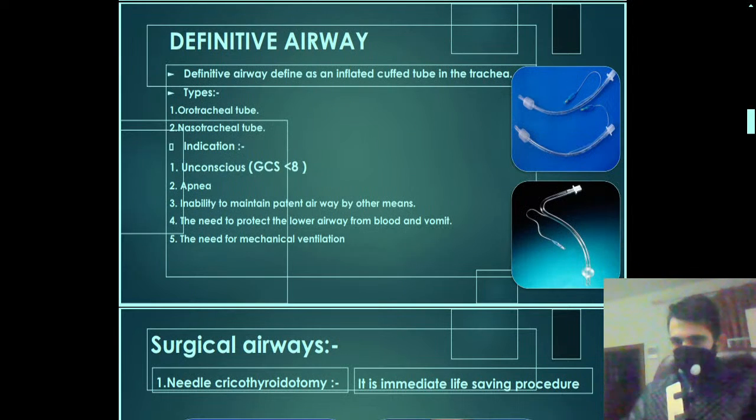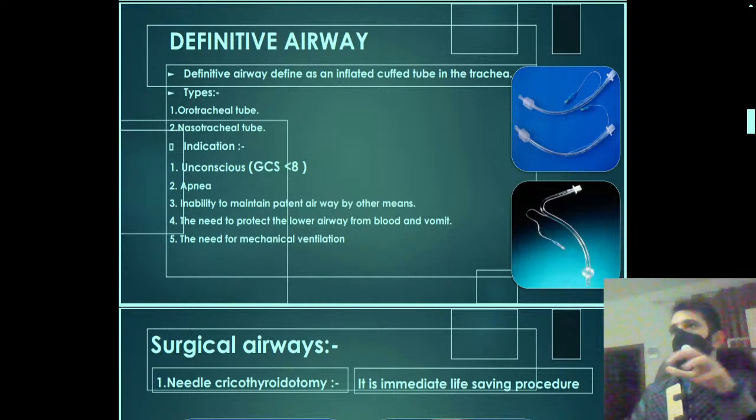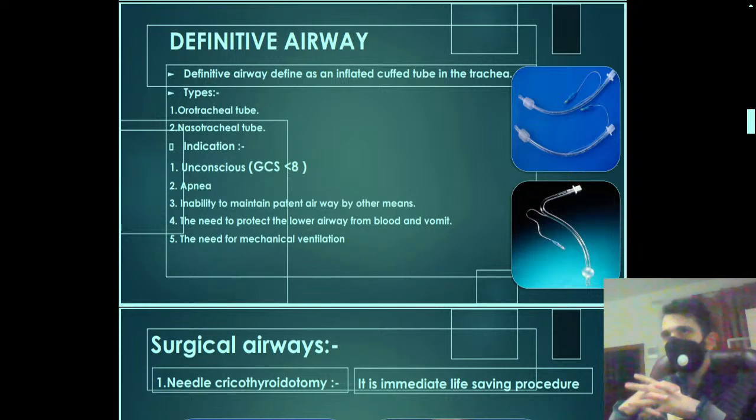Then the definitive treatment here is also important to the patient. Definitive airway is defined as an inflated cuffed tube in the trachea, and its types are the orotracheal tube and nasotracheal tube, which are the definitive treatments indicated here.